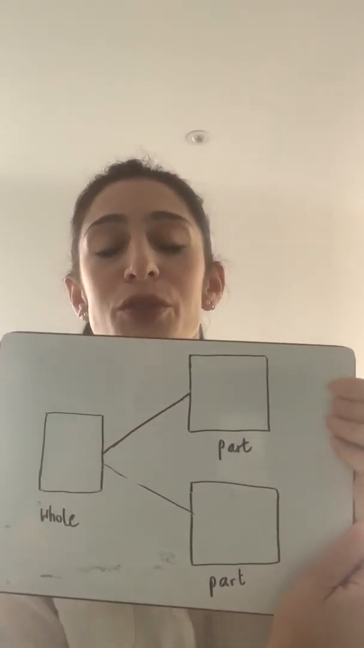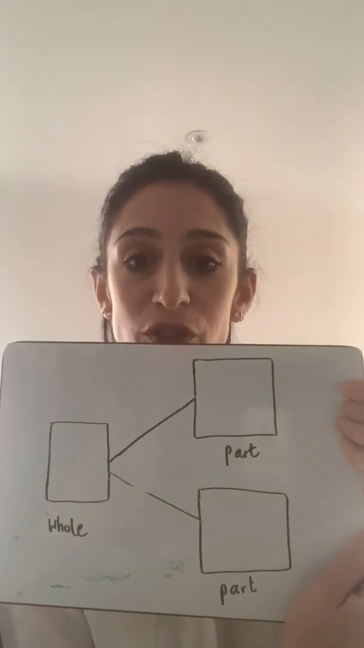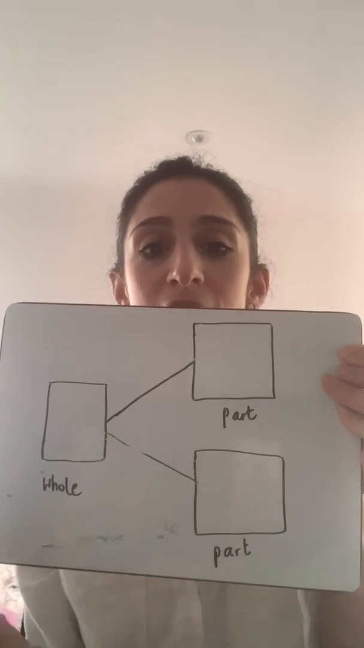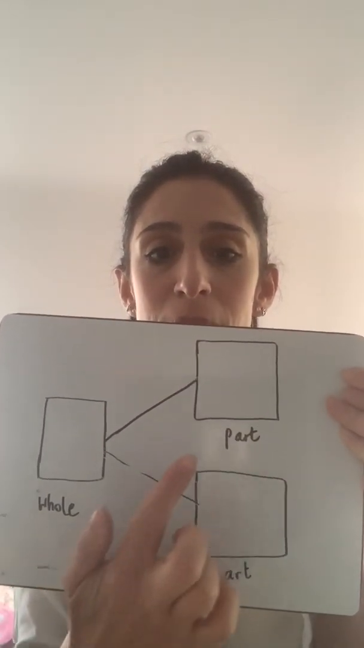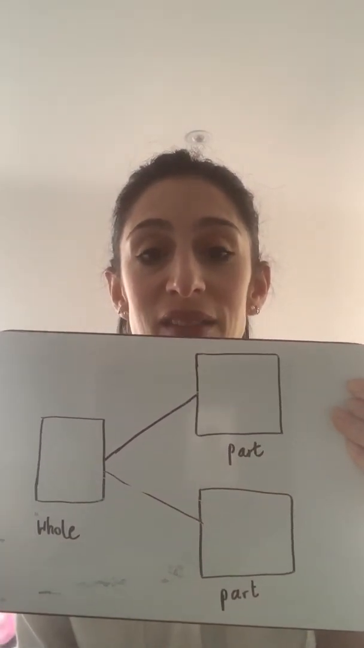Hi reception. This week in maths we are going to be looking at addition and subtraction. For your first lesson on Monday you are going to need a part whole model. I didn't have one, so I've just drawn one on my board. I've made sure that I've labelled it whole, part. And this is going to help us to learn about adding two quantities together.